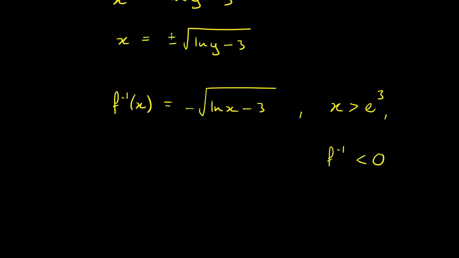Yeah. So let me just double check that against the mark scheme. Always a good thing to do. Yeah. So negative square root of ln x minus 3. Domain is x greater than e to the 3, range of f inverse is less than 0. Okay, so that is all correct.